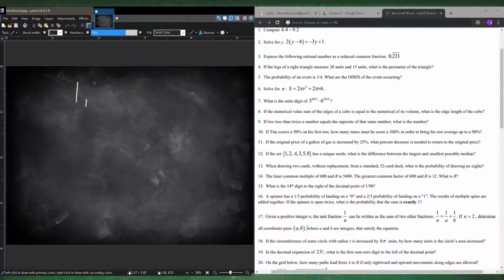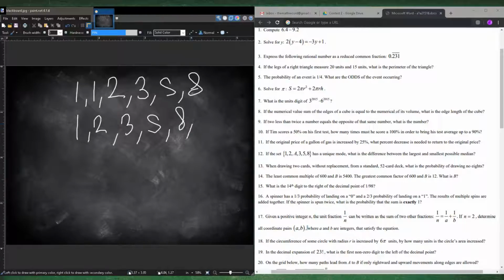So we have 1, 1, 2, 3, 5, and 8, right? And then you have 1, 2, 3, 5, 8, and 8. So the median for the first one is 2 and 3, that makes 2.5. And the median for this one is 3 and 5, which makes 4, right? Because you just add the two numbers and then divide by 2. So 3 plus 2 is 5, divide by 2 is 2.5. And 5 plus 3 is 8, divide by 2 is 4.